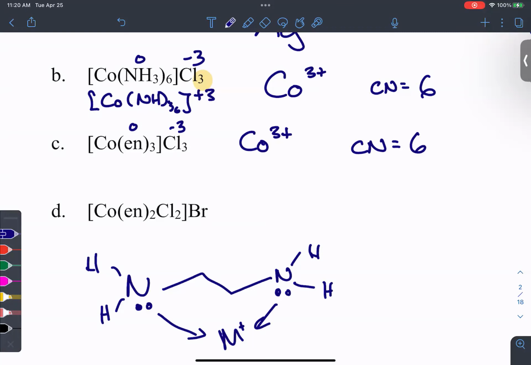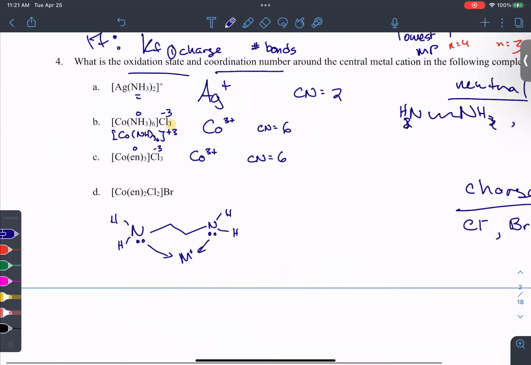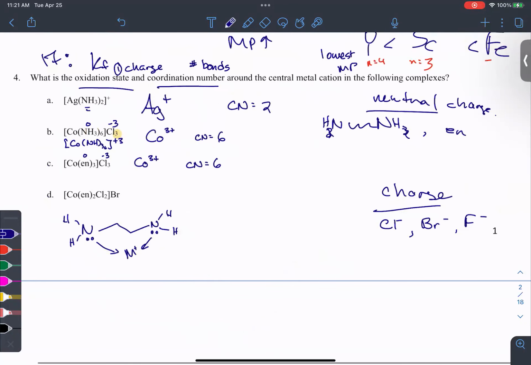What do we call that? Bidentate. So bi means 2, dentate means bite. Yes, so it bites twice. That's ethylene diamine. So things to know with ethylene diamine, I would just say memorize it. It's charge neutral. It bites twice. It's a bidentate. I would just memorize that.